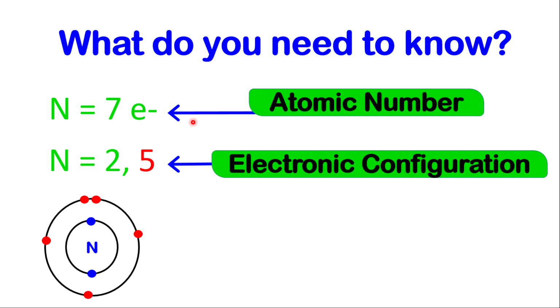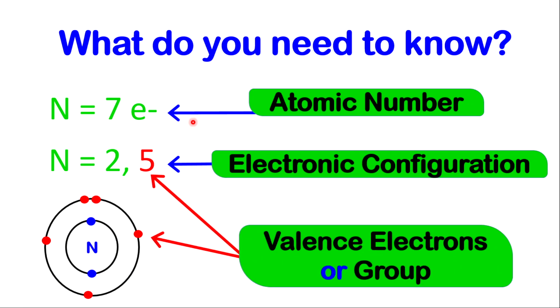You also need to know the number of valence electrons, or the group in which an element is placed. The valence electrons are those electrons that are found on the last shell, or the valence shell, of the element. Now, looking at the atomic structure right here, you will see 2 electrons on the first shell and 5 electrons on the last shell. So this last shell is called the valence shell.